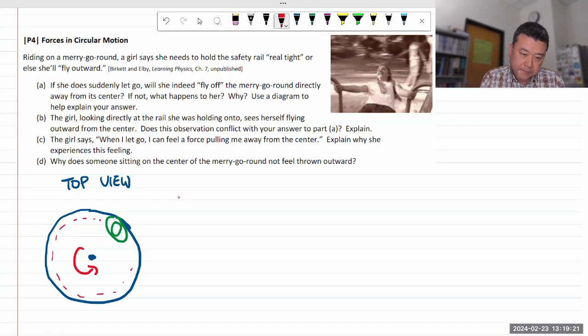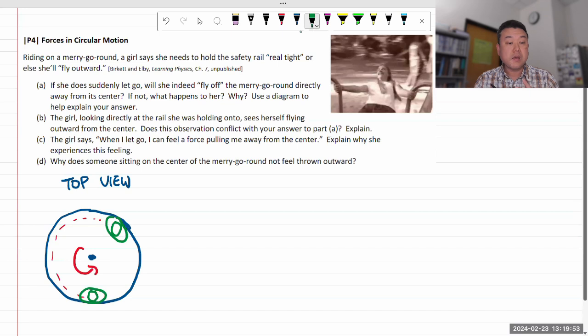Let's just say this girl is spinning on the edge of the merry-go-round, and at some point she will reach this point. So if she does suddenly let go, will she indeed fly off the merry-go-round directly away from its center? Oh wait, this is a bad position to put her in, so let me put her over here. So what you have to think about is her tangential velocity. She's been moving in circles. So at this point, she's undergoing tangential velocity, moving that way.